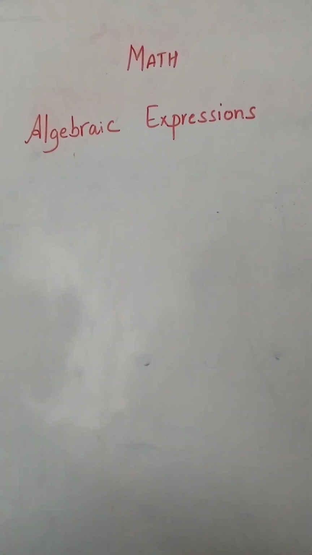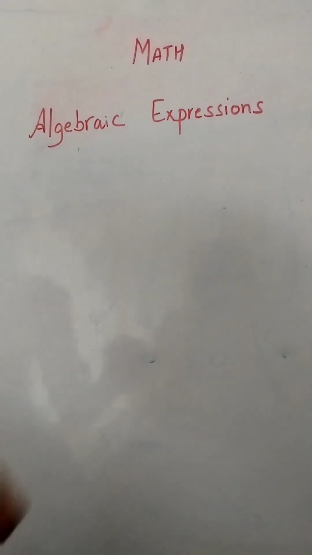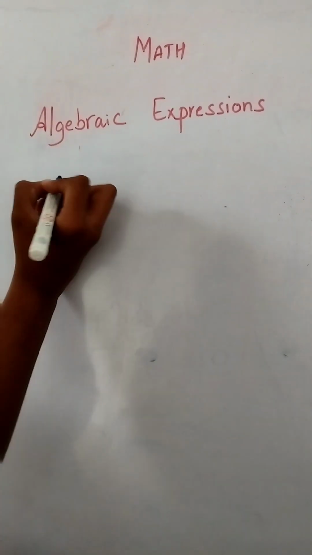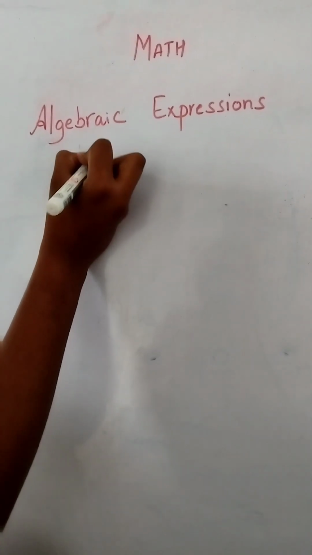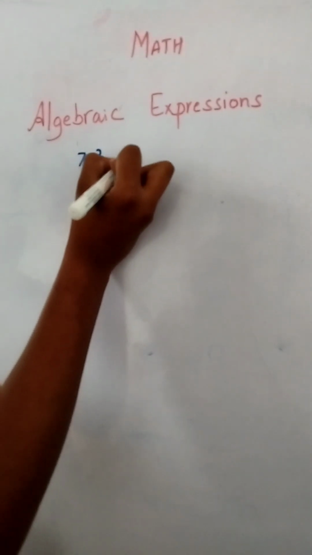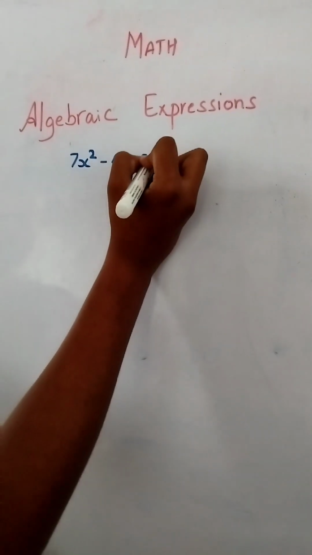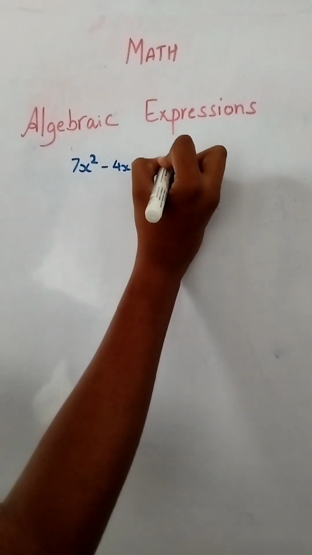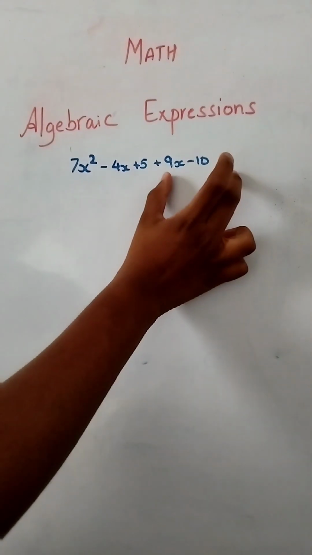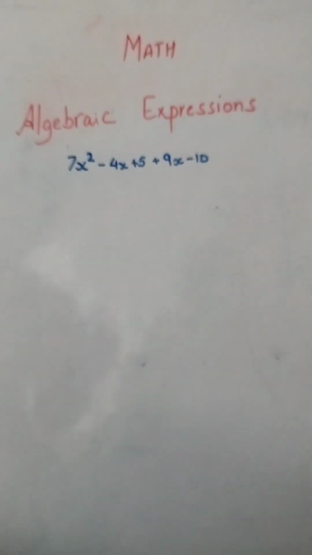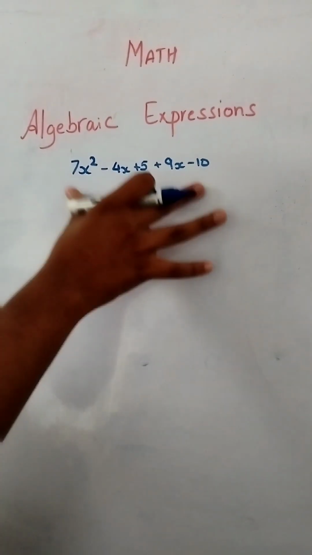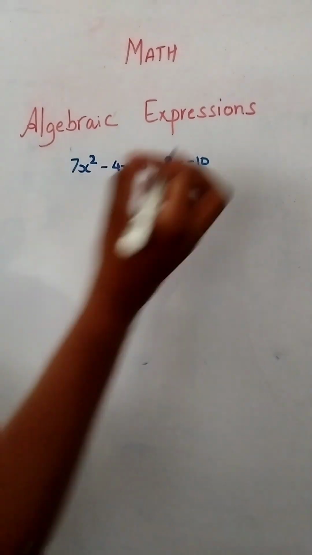Now let's go over how to add or subtract two expressions in a simple way. Let's say we have to add the expression 7x square minus 4x plus 5 and the expression 9x minus 10. So you can see that there are two expressions that we've added with a plus sign, giving us another expression, a bigger expression. But all we are trying to do is simplify this big expression into a smaller one.